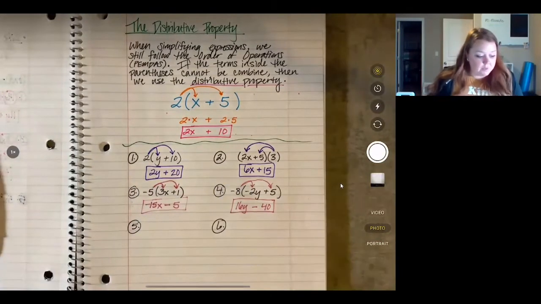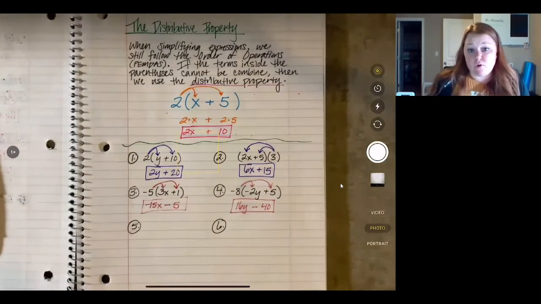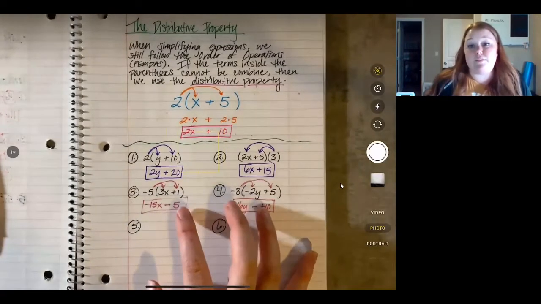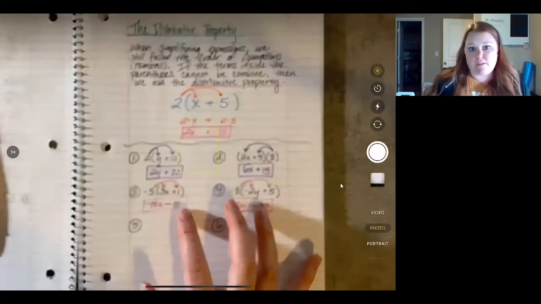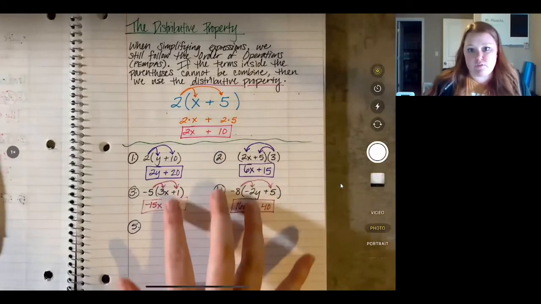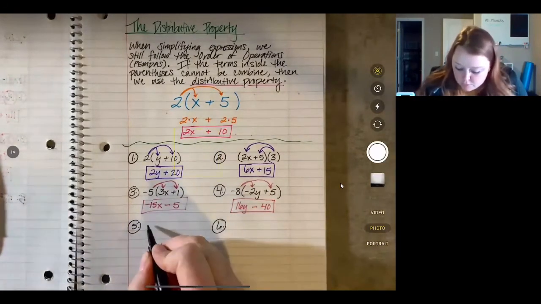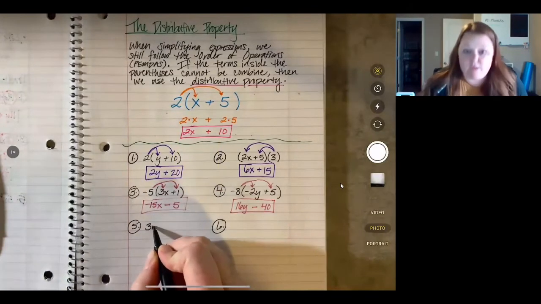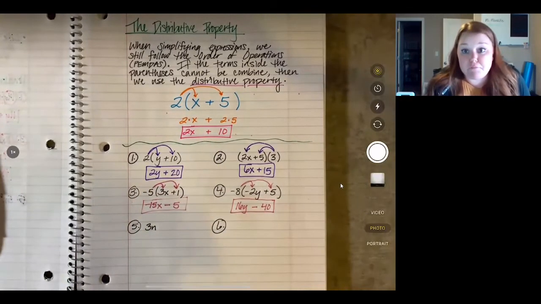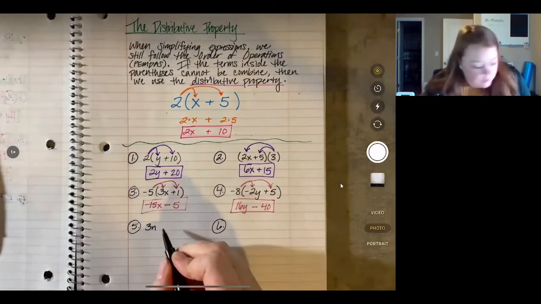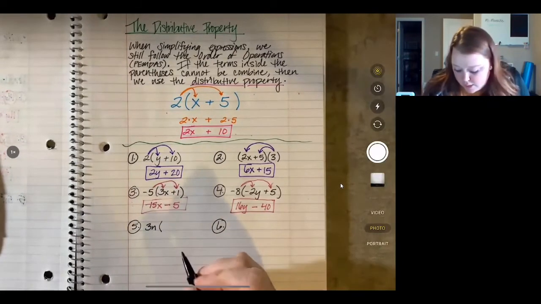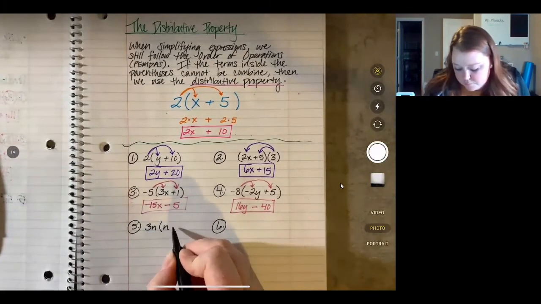All right, now we're gonna go ahead and kick it up a notch. So hopefully that's enough review of basic distributive property. That's stuff we should have been doing in 7th and 8th grade, okay? So let's start with a 3n out front. Inside your parentheses, you have n minus 10.